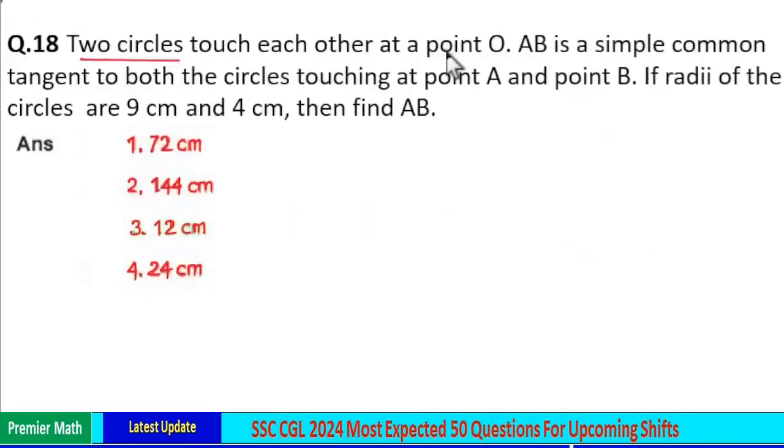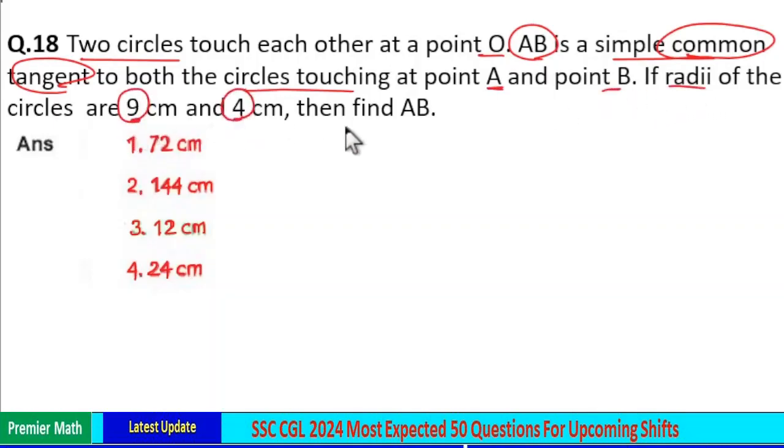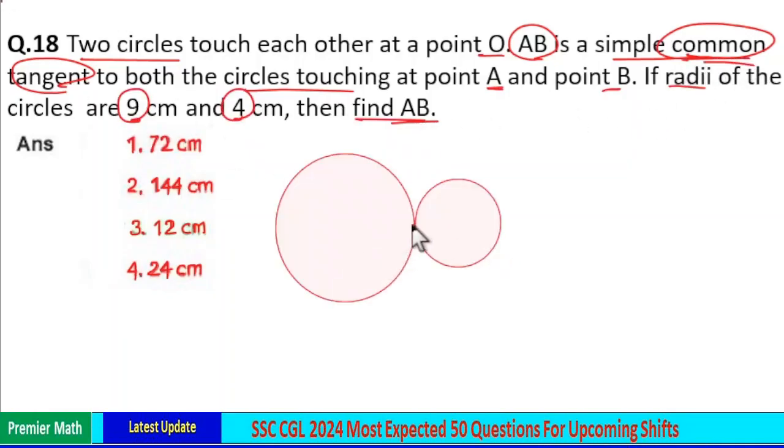Two circles touch each other at point O. AB is a direct common tangent to both the circles touching at points A and B. If the radii of the circles are 9 cm and 4 cm, then find AB. AB means the common tangent. Here these two circles meet at point O and the radii of these two circles are 9 cm and 4 cm. Now you can see the distance between the centers of these two circles is 9 plus 4, 13.